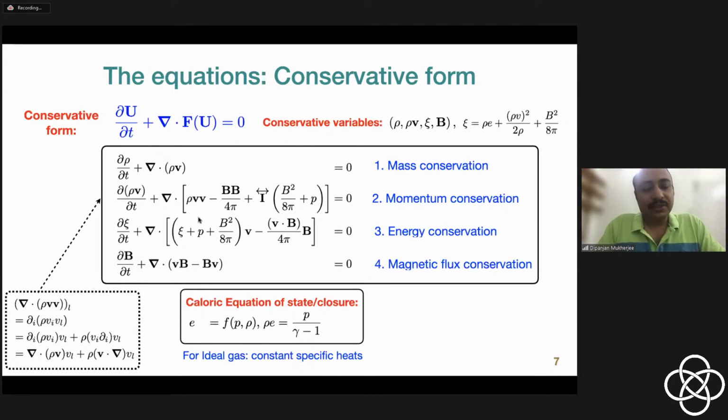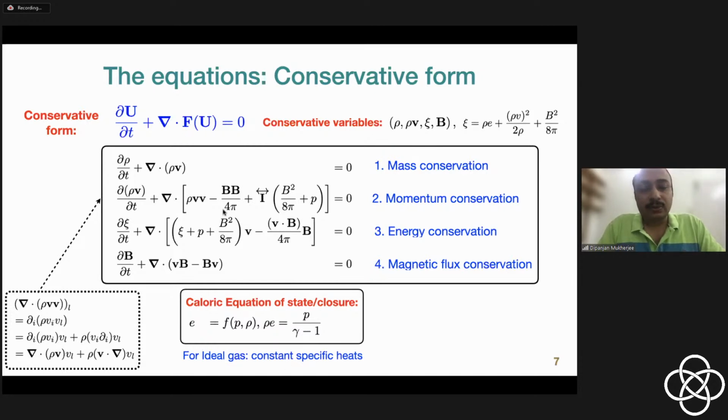And all of these equations are closed by an equation of state. For an ideal gas with a constant specific heat CV, you get rho epsilon equals P by gamma minus 1. So this is called the caloric equation of state for constant specific heats.